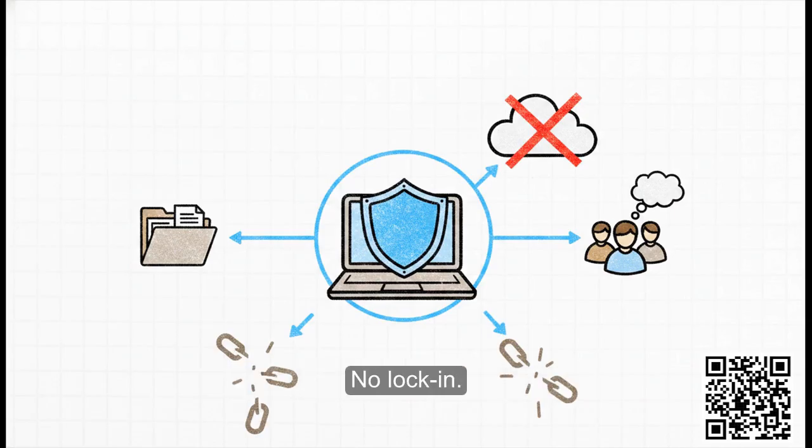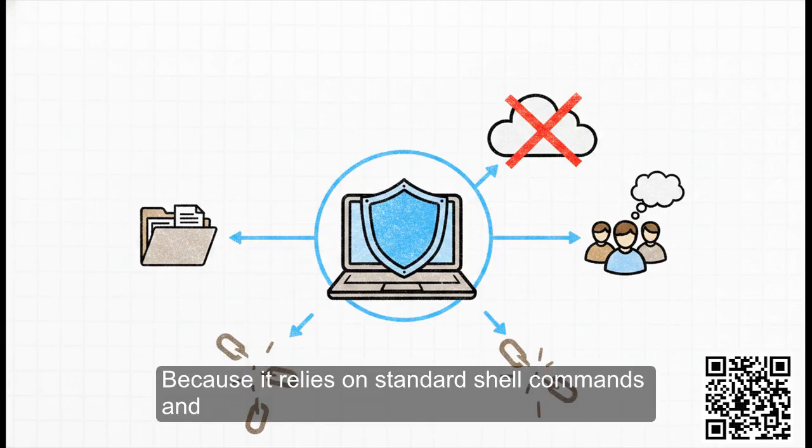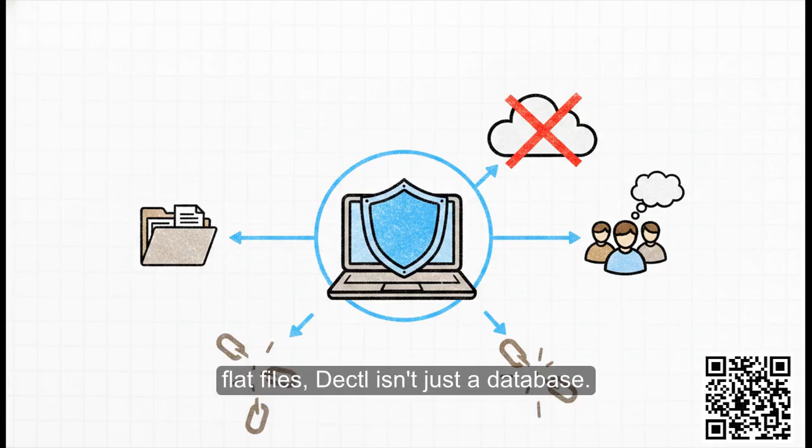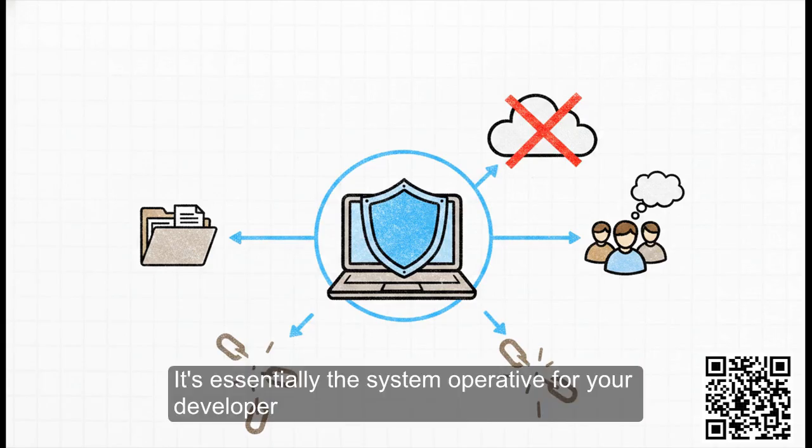No cloud, no lock-in, total memory. Everything stays local on your machine or in your Git repository. Because it relies on standard shell commands and flat files, Dectl isn't just a database. It acts as the connective tissue between your AI sessions, your projects, and your entire team. It's essentially the operating system for your developer life.